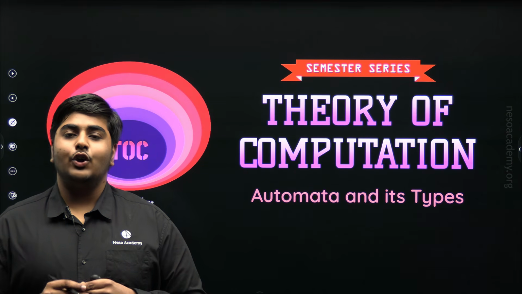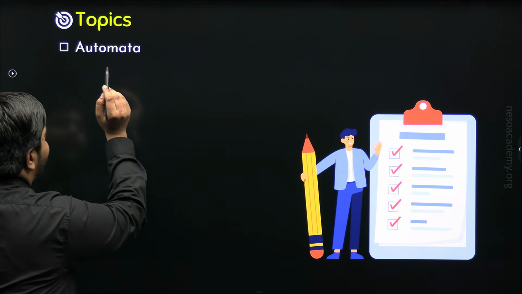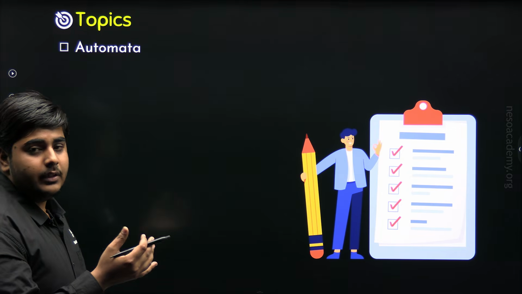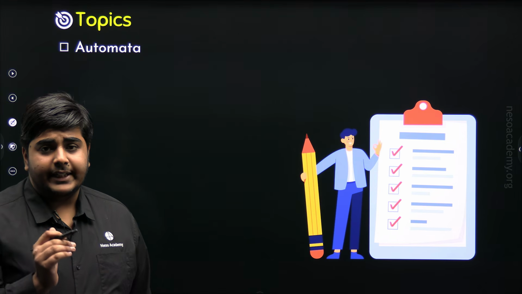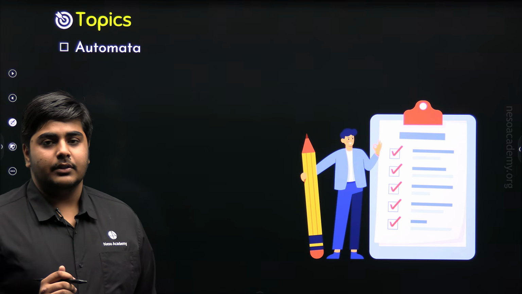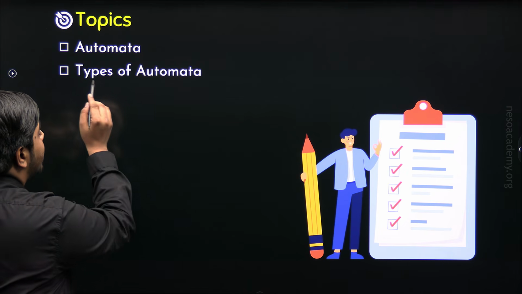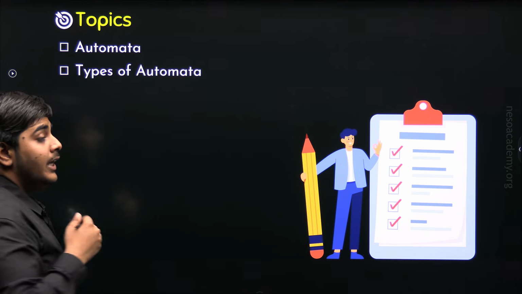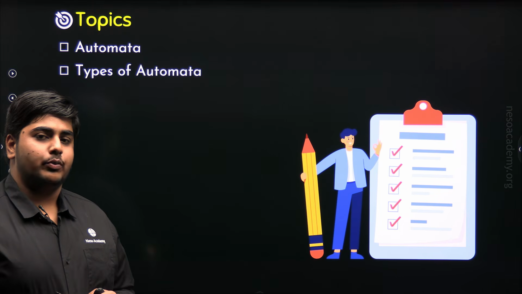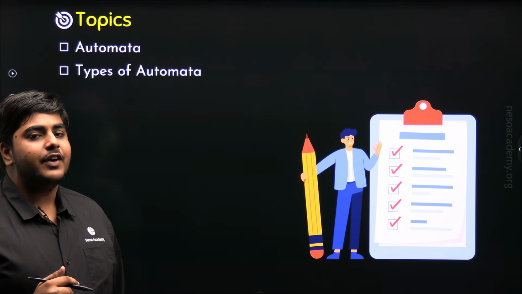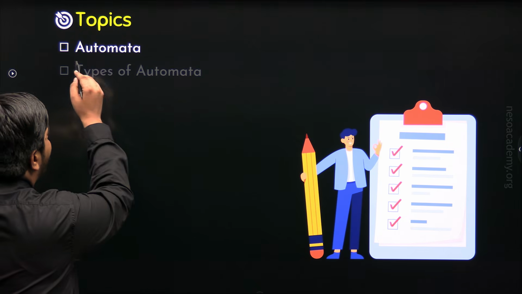So let's see all the topics of this lecture. Our first topic is automata or an automaton, in which I will explain to you what is an automaton in theory of computation. And our second and last topic of this lecture is types of automata, in which I will explain you about the 4 different types of automata. So without any further delay, let's start with our very first topic, that is automata.